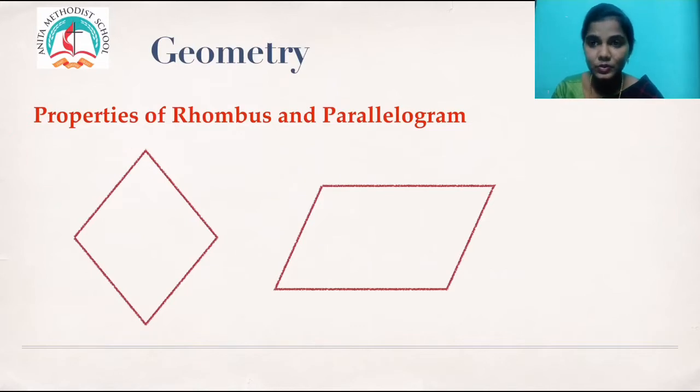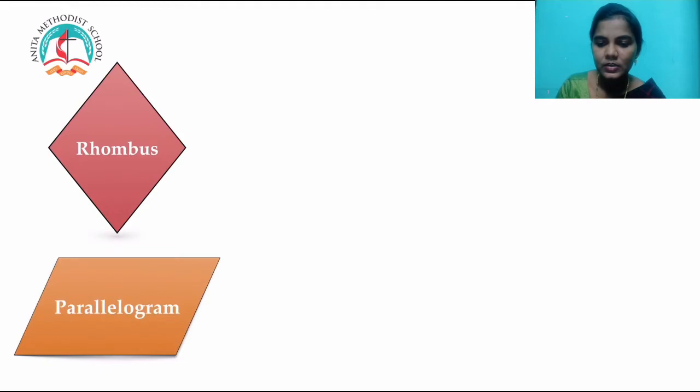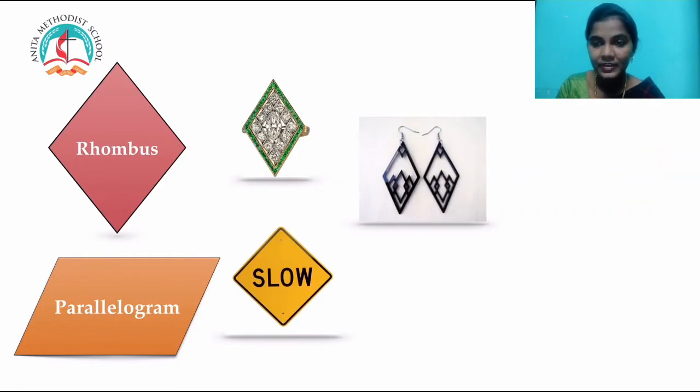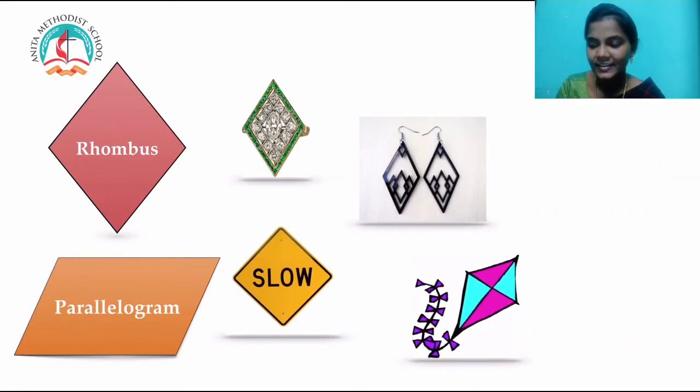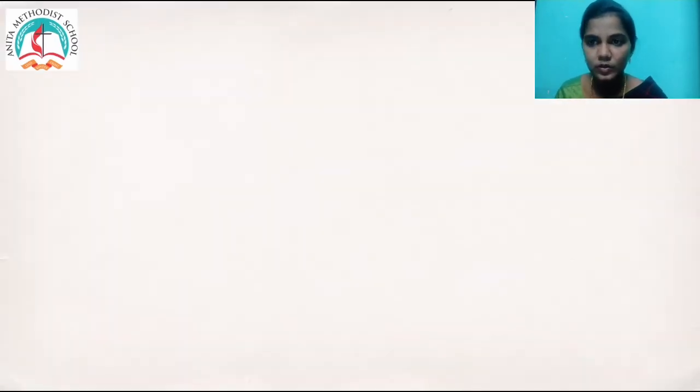Here I am showing some examples of rhombus and parallelogram shaped objects. The ring, the direction board, earrings, kite and the highlighter. All these objects are representing the rhombus and parallelogram. Now we will learn the properties of parallelogram.